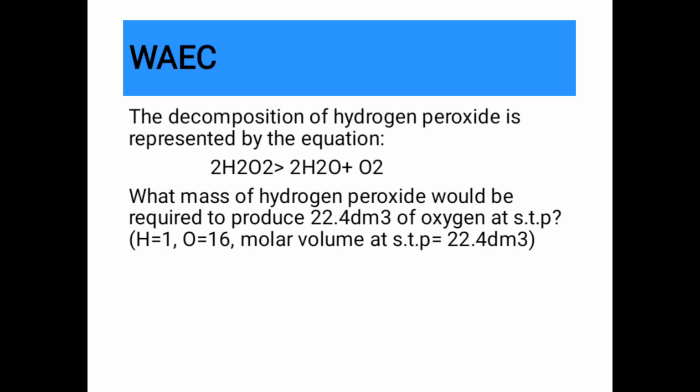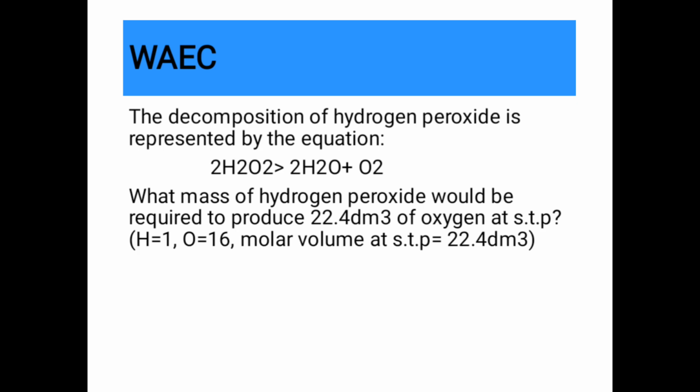Now let's look at the second question. In the first one you were given mass and they asked you to find volume. Now you have been given volume and they ask you to find mass. It's still a mass volume problem. Okay, so the question says the decomposition of hydrogen peroxide gives water and O2. We are looking for the mass of the peroxide which is required to produce 22.4 dm cube of oxygen.